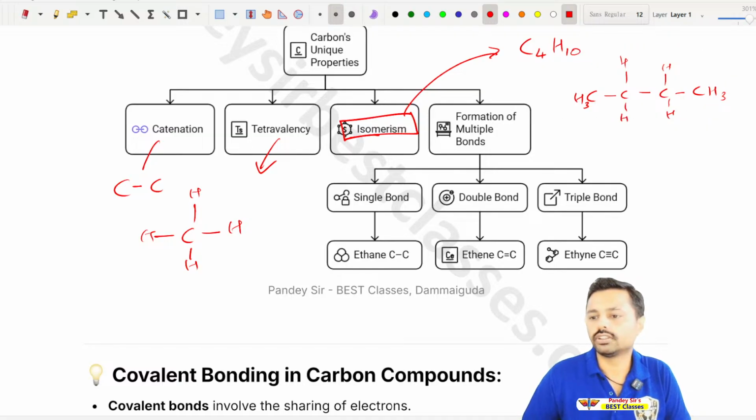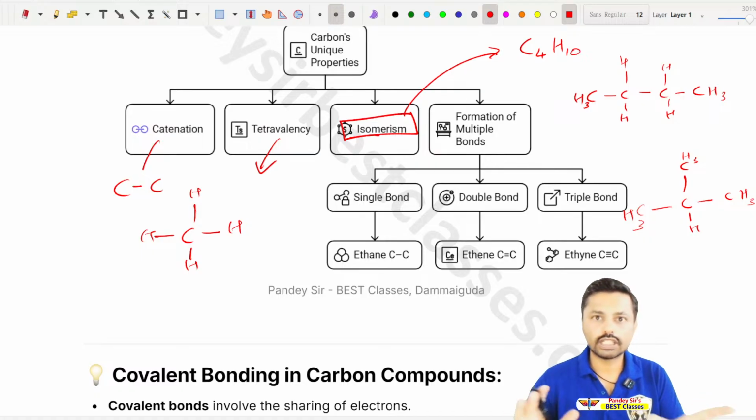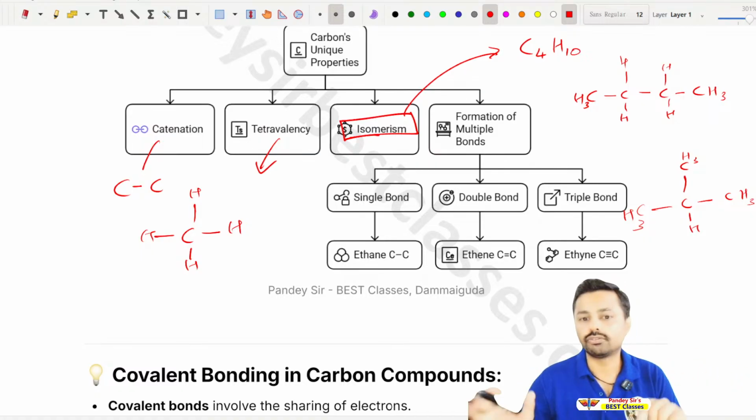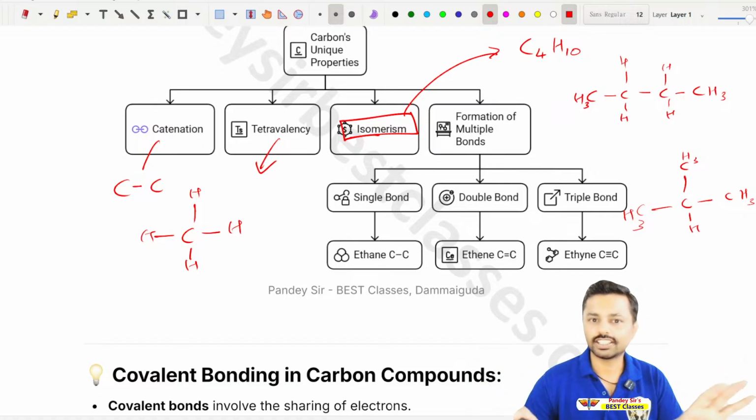What we can do is we can make a branched carbon also. Now this is also butane, but see, the chain is different. Here this carbon is in the center, whereas there is no central carbon, and that is the difference between isomers. The structure is different.